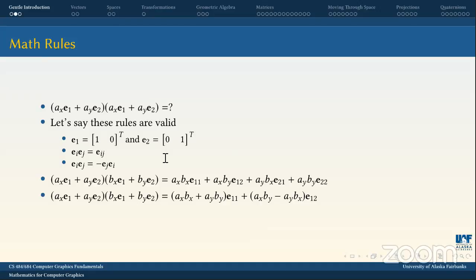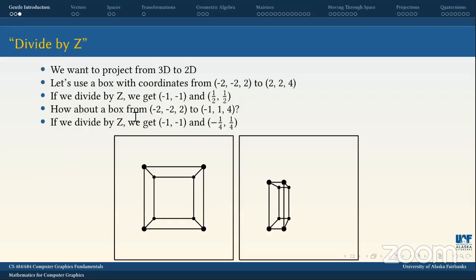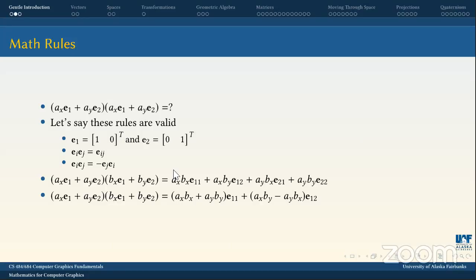So we all know about the distributive property. Okay, I need to fix that. That should be AX plus AY. And this should be BX plus BY up over here in this area. This should be B. Okay. But it all comes from we come up with some rules.